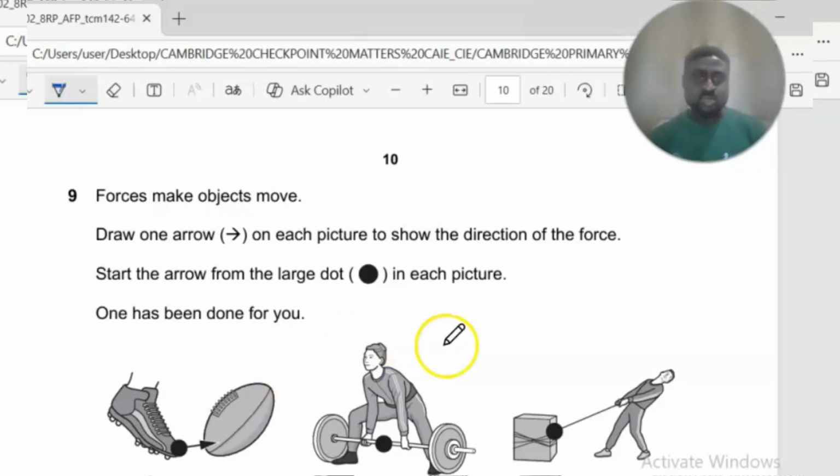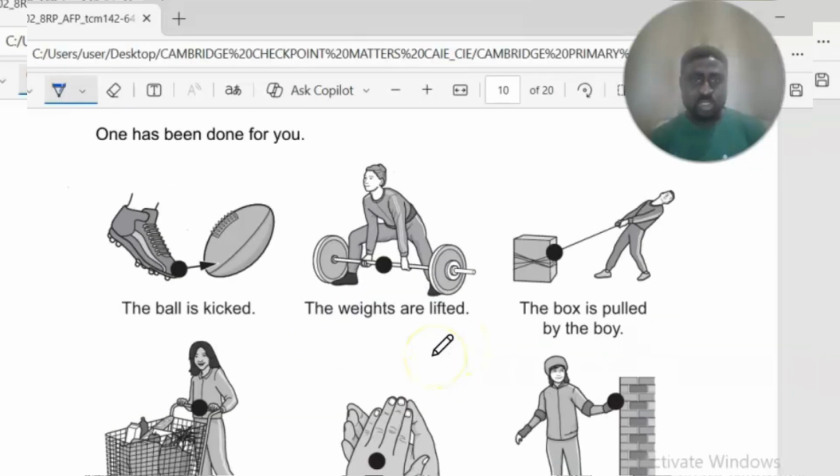So in this case, one has been done for us. So let's look at the example. That will be a guiding light for us. The ball is kicked. So can you see the direction of the arrow? It is from the dot to the ball, showing the direction of force. Of course, force has a direction. There must be a direction. We have vector quantities and scalar quantities, but forces are vectors. So you must always use an arrowhead to show the direction of the force. Okay, so the ball is kicked, so the force is in this direction, and I can say that is a pushing force, if I may add.